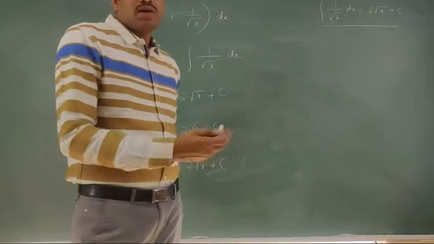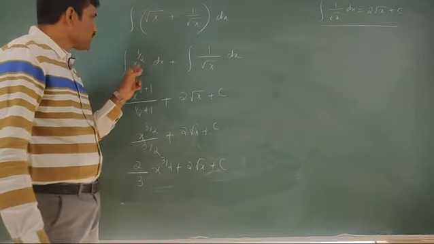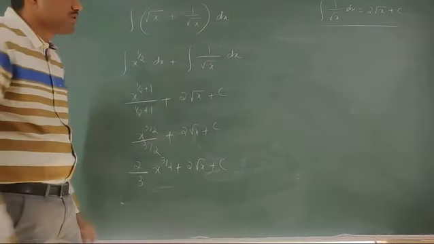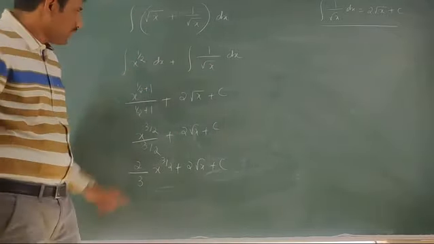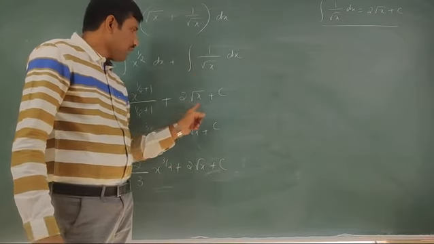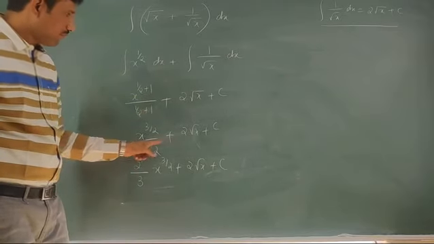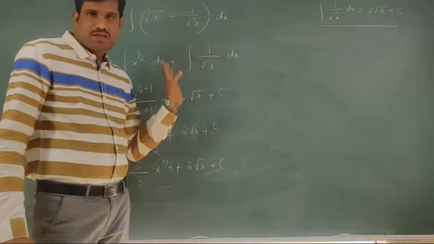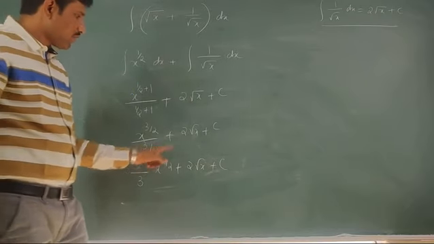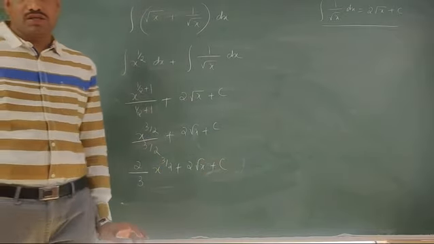Is it clear, students? These are all 1 mark questions, right? So integration of root x: what is root x? X raised to 1 by 2, plus integration of 1 by root x into dx. What is integration of x raised to n? It is x raised to n plus 1 by n plus 1, plus integration of 1 by root x, which is 2 root x plus c. Now it is x raised to 3 by 2 divided by 3 by 2 plus 2 root x plus c. Now these 2 will come to the numerator: 2 by 3 into x raised to 3 by 2 plus 2 root x plus c. Is it clear, students? So write it out.